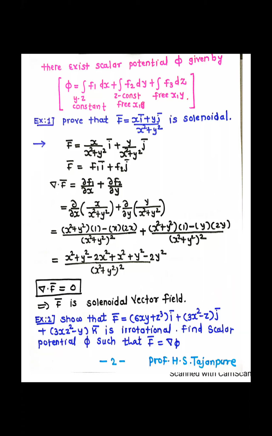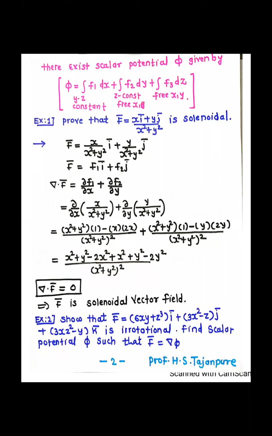How 0, sir? Sir, all the terms are getting cancelled. No? You can see here x square means 2x square will get cancelled with minus 2x square. Y square, 2y square plus 2y square minus 2y square cancel. 0. Yes. So that's why it is 0. Any more questions?